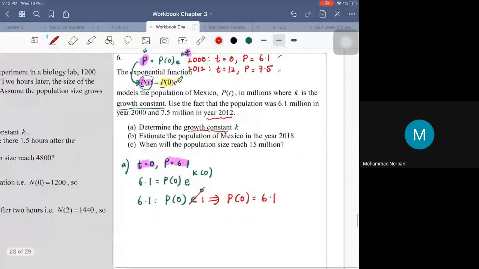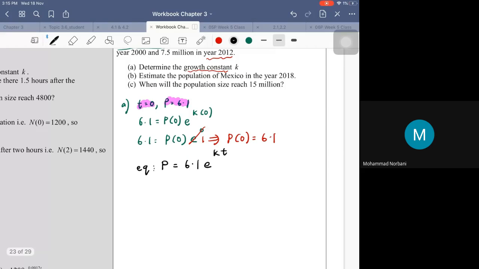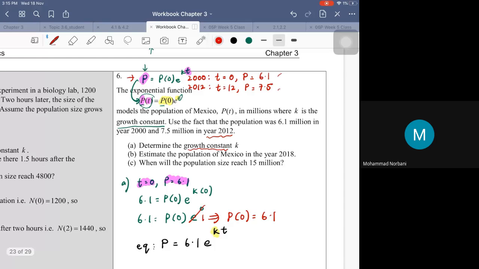So next, what I'm going to do is update the equation above. I will replace that P naught with the value 6.1. So I update the equation. So this is the equation. So our equation is P equals 6.1 exponential of KT. So that is going to be our equation. So now we only have one more constant for us to find, which is going to be the K. So how do I find the value of K? I have another piece of information, which is this: when T equals 12, P is equal to 7.5. So you have to use both pieces of information.